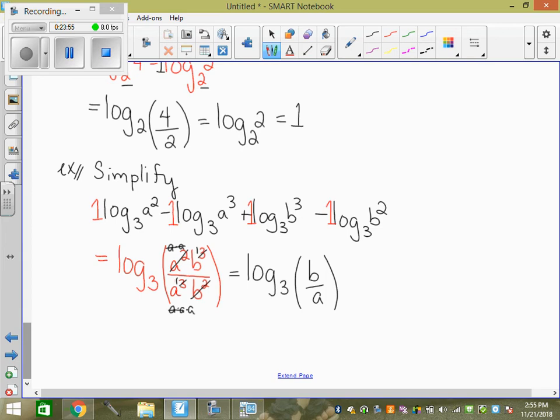If they want to write them side by side, I'm not saying they're going to, but they could, log base 3 of b times a to the what? Negative 1. And normally they'll go in alphabetical order, so they go a to the negative 1 b.